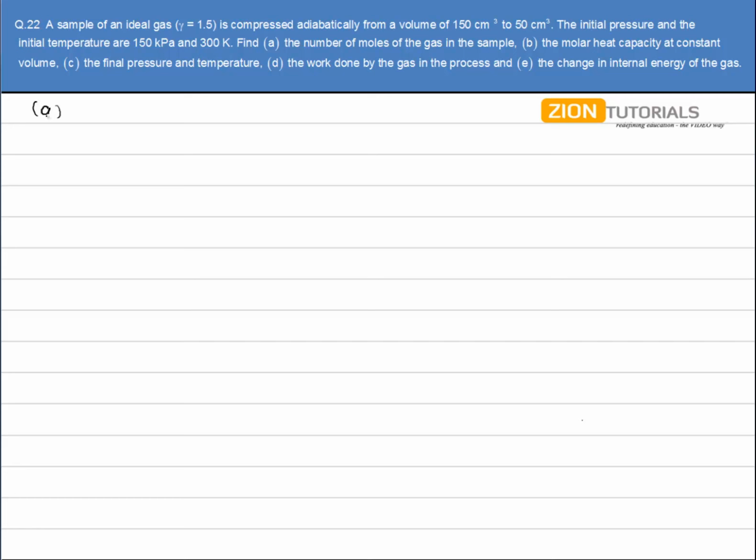Alright, so the first thing is pretty simple. I'll use the ideal gas equation, PV is equal to nRT, at the initial state. The initial pressure is given as 150 kilopascals, that is 150 times 10 to the power 3. The initial volume is 150 cm³, so it will be 10 to the power minus 6 to convert it into m³, and R times T, that is 300 Kelvin. Solving this equation for n, I get the value of n as 0.009 moles.